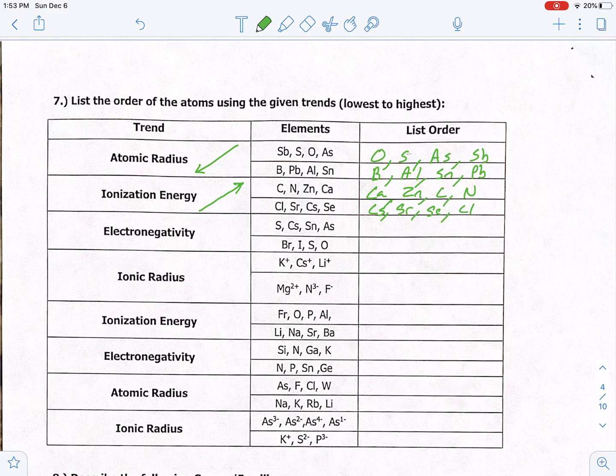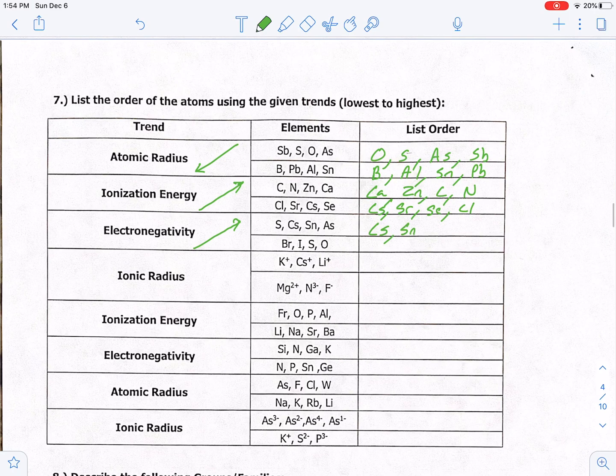All right, so electronegativity, that was the ability to steal an electron. So it's going to get higher as you go up to the right. Okay, so you're going to start at the bottom left and work your way up to the top right. So that means cesium is going to have the lowest, followed by Sn, then As, then S. Moving on to the next, iodine is going to have the lowest, followed by bromine, then sulfur, then oxygen.